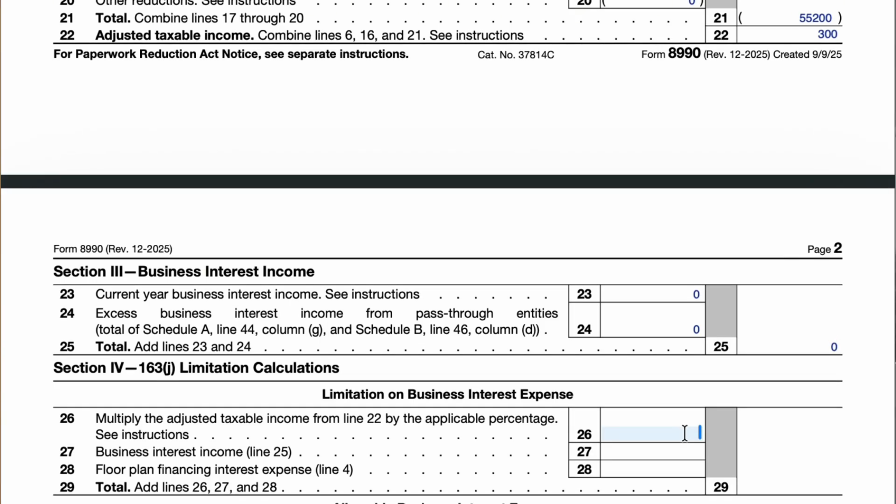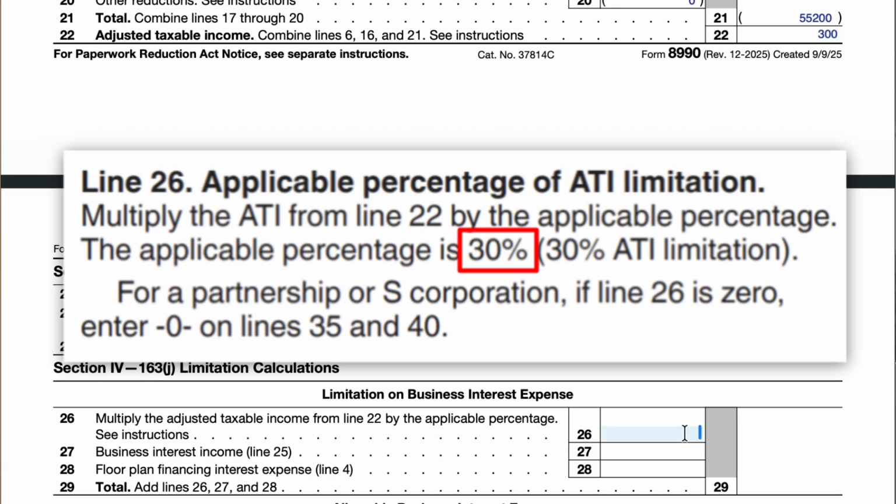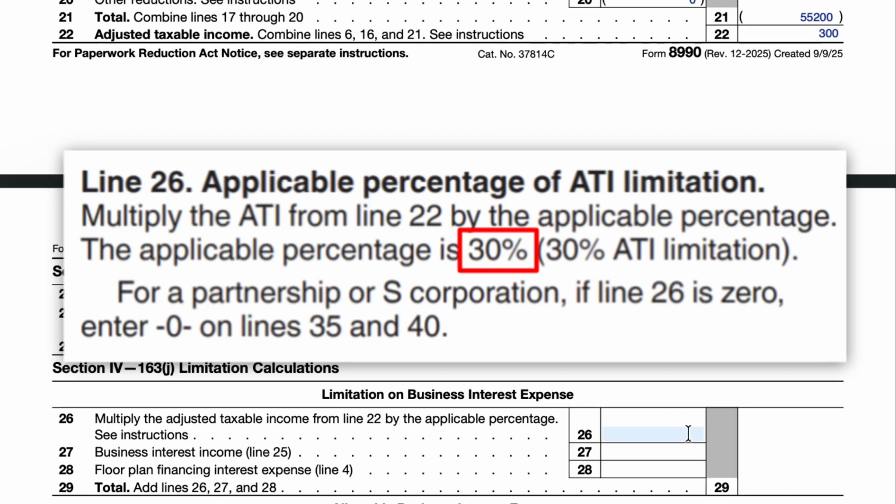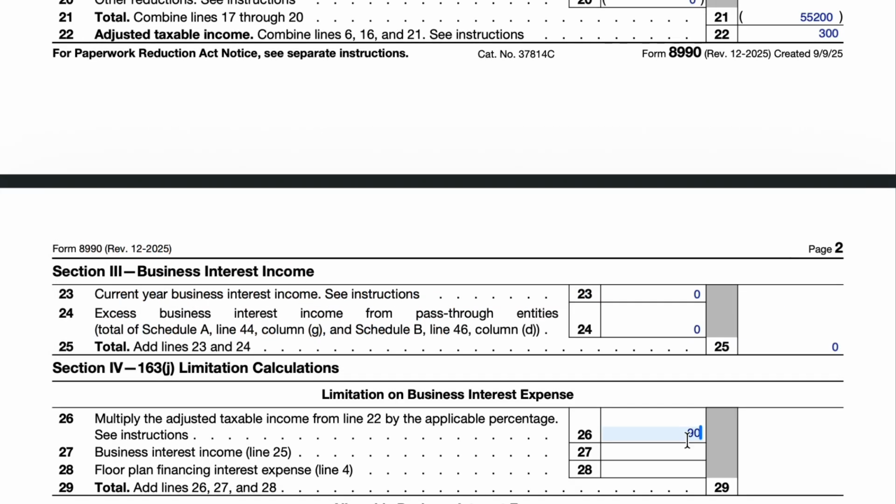And now we go to section 4. You multiply line 22, 300 with a multiplier. In this 2025 instruction, it is 30%. So it ends up as 90. Other lines are 0, so line 29 is 90.